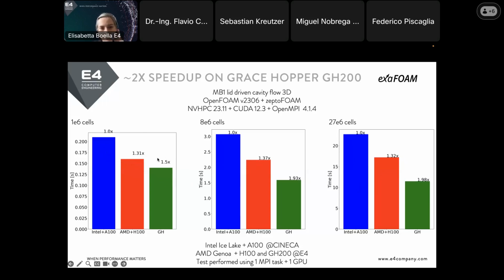Passing from Ampere 100 to Grace Hopper, we observe a progressive speed up. The speed up increases with the number of points in the grid. The highest speed up was achieved with the simulation using 27 million cells on Grace Hopper. We got here a speed up of 2x with respect to Intel Ice Lake plus Ampere 100, and we believe that this is due to the highest memory bandwidth available on Grace Hopper with respect to the other architectures analyzed. I finally want to mention that this number of about 2 is what NVIDIA observed in similar tests performed with the code GROMACS.